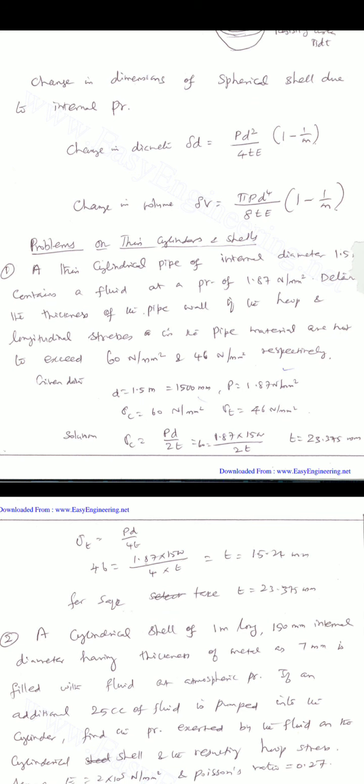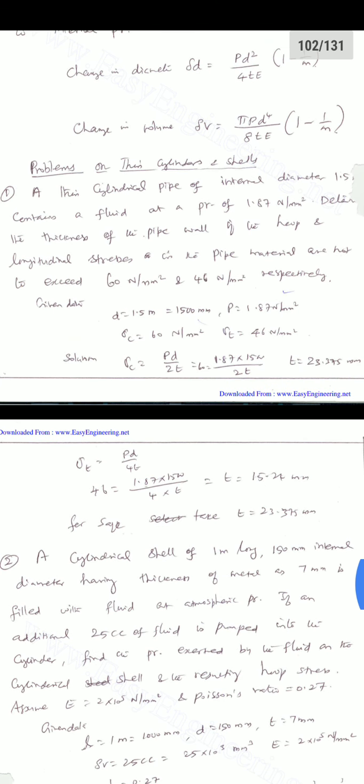Thin cylinder problem. Given data: first, internal diameter small d equal to 1.5 meter equal to 1500 mm. The next one is the pressure, 1.87 Newton per mm square. Then hoop stress sigma suffix c equal to 60 Newton per mm square, and the longitudinal stress sigma t or sigma L equal to 46 Newton per mm square.